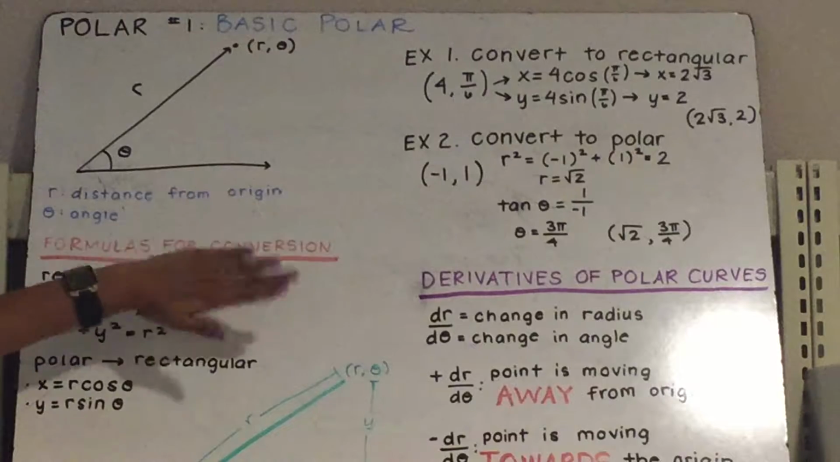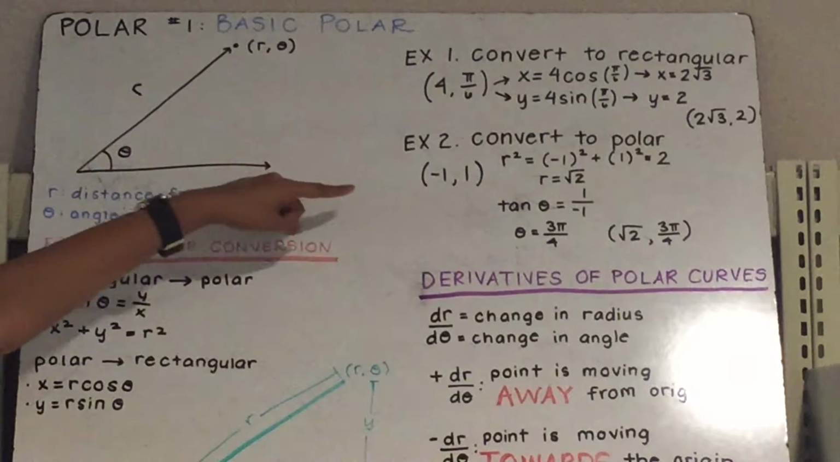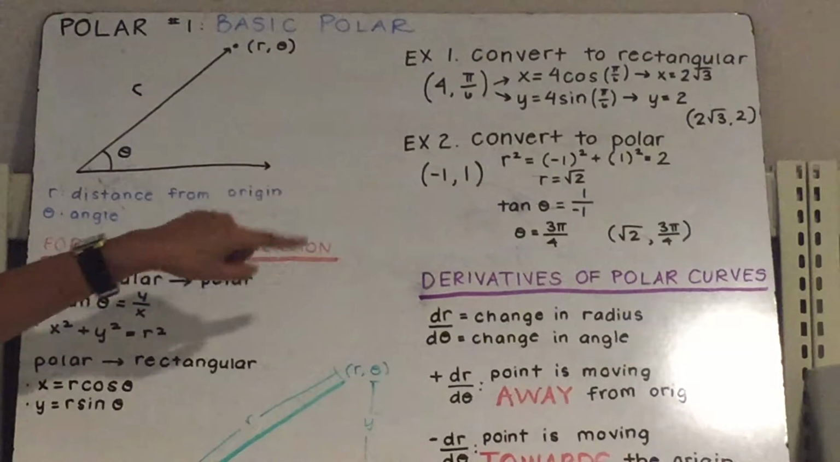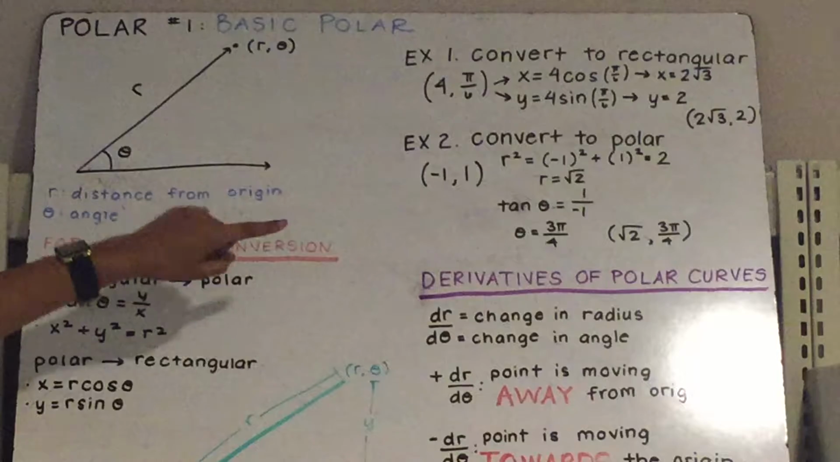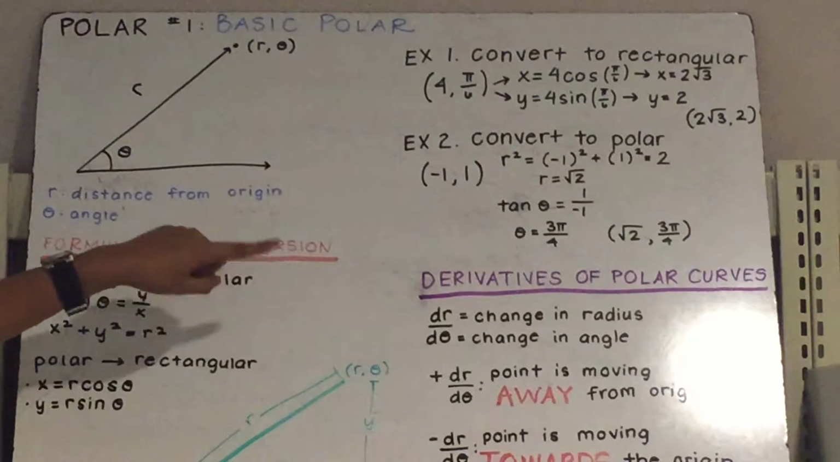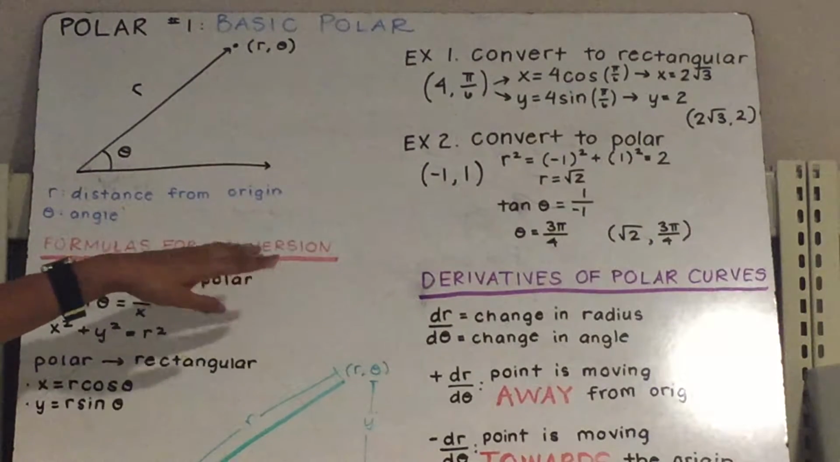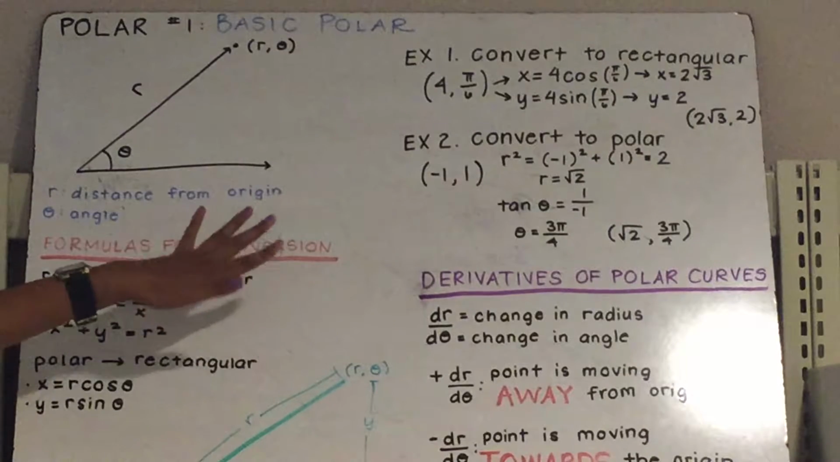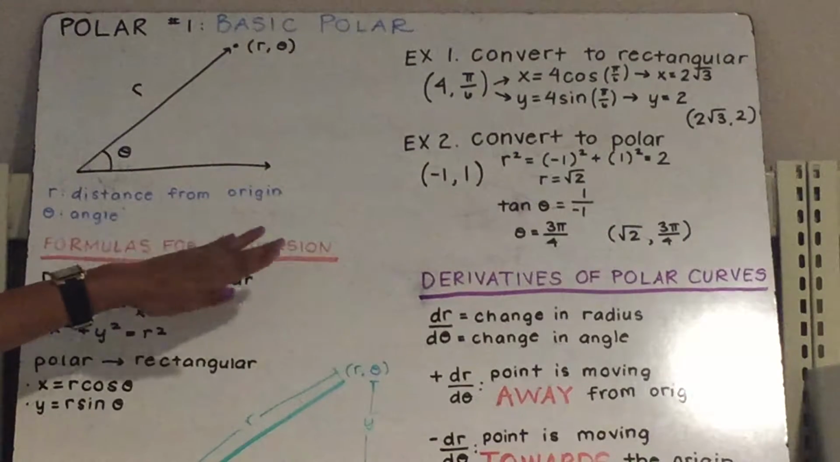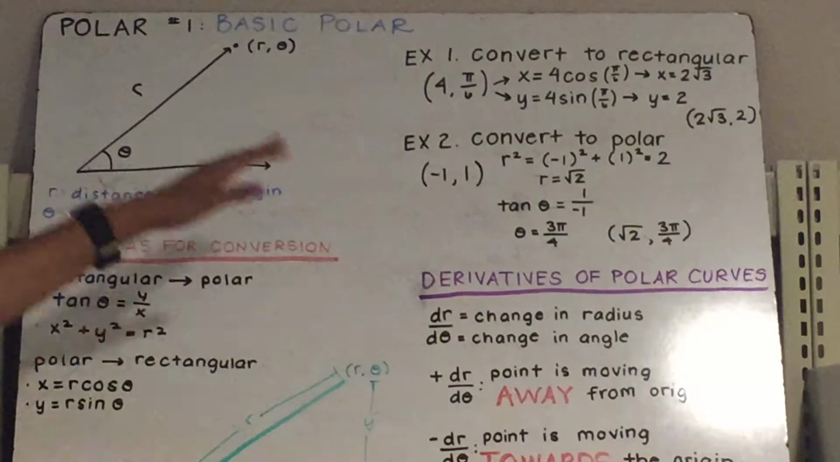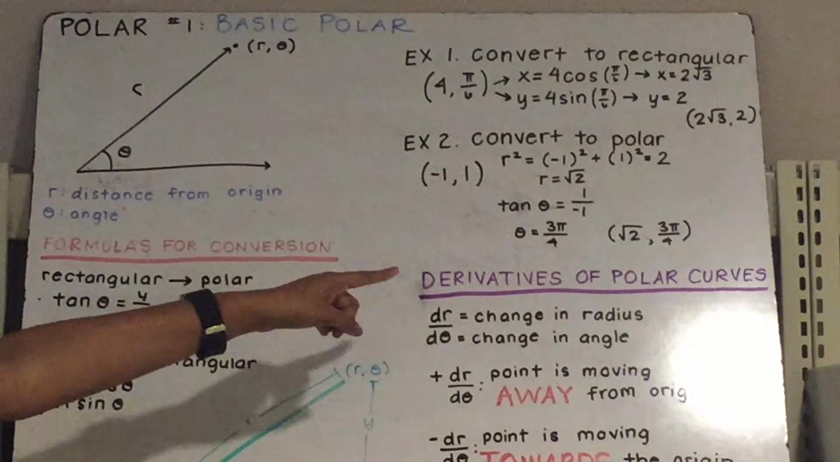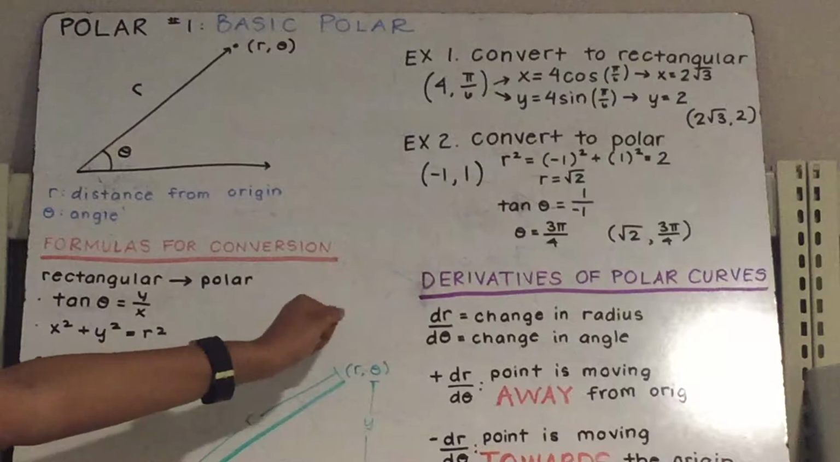If you're converting back to polar, like in example 2, you can see I've given you negative 1 comma 1. So you want to use r squared equals x squared plus y squared, and tan theta equals y over x. If you're solving for r, you put in x and y, and you get r equals root 2. And if you're solving for tan theta, you get negative 1. And if you solve that, theta comes out to 3 pi over 4. So your polar coordinate is root 2 comma 3 pi over 4.